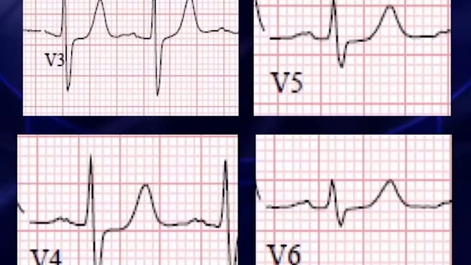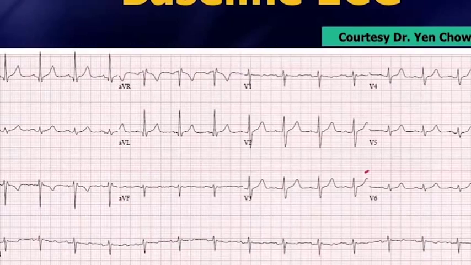There's the baseline, and you clearly see that those mild ST segment changes were not there before. Everything looks pretty normal. There's no ST segment depression anywhere, and maybe that tiny, tiny bit of ST segment elevation is still there in lead 3, but the rest of the ST segment depressions are not there.